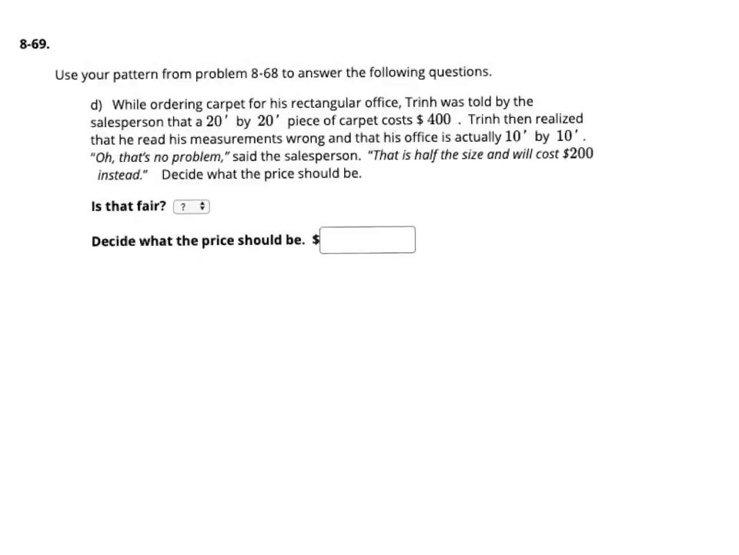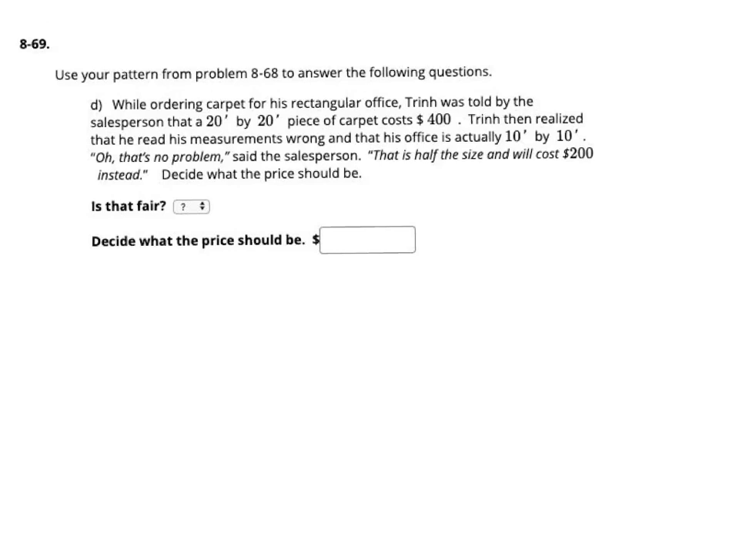Okay, so the next question says, while ordering carpet for his rectangular office, Trin was told by the salesperson that a 20-foot by 20-foot piece of carpet costs $400. Trin then realized that he read his measurements wrong and the office is actually 10 feet by 10 feet. Oh, that's no problem, said the salesperson. That is half the size and will cost $200 instead. Decide what the price should be. Okay, well, let's take a look at it.